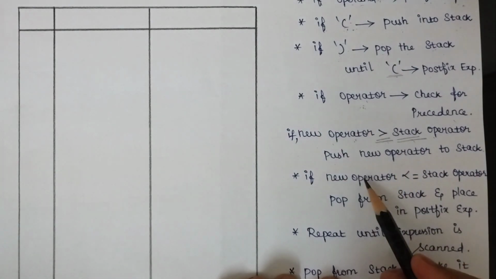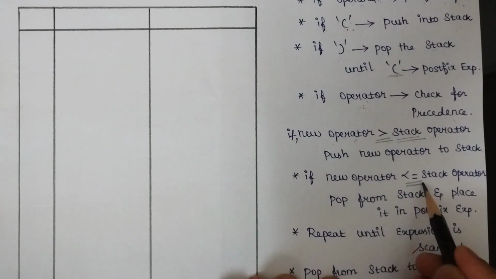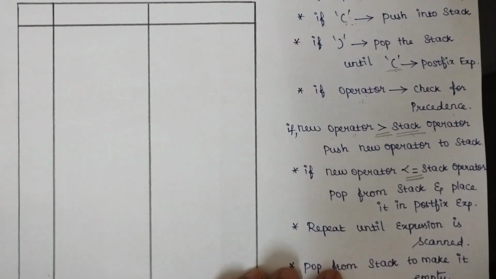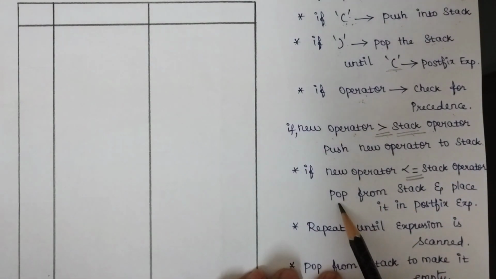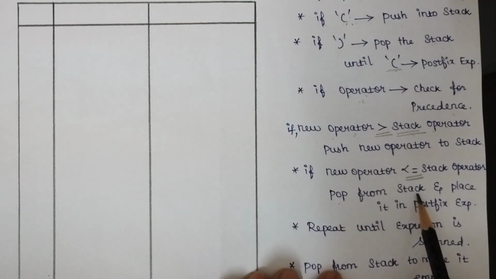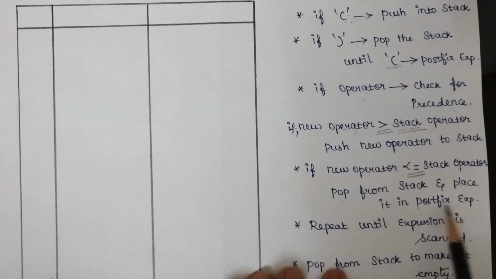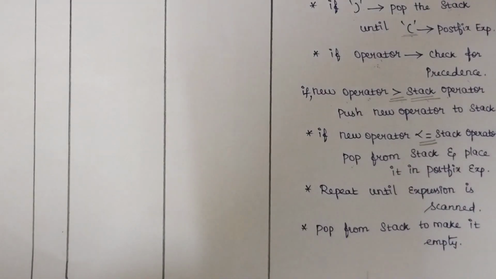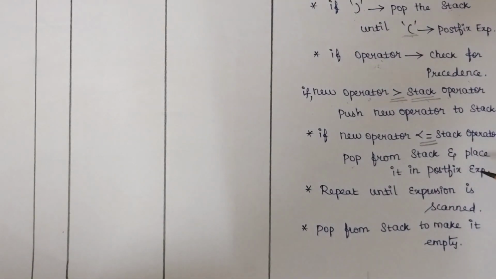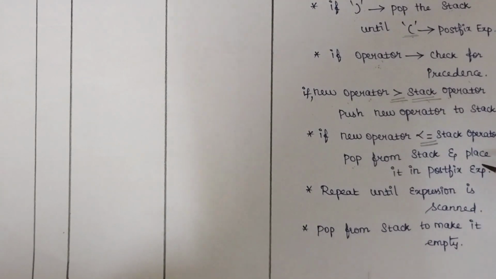What if the new operator has lower or equal precedence to the operator that is already in the stack? Then you need to pop that operator, the top of the stack, so that operator is popped out from the stack and added to the postfix expression. By following these steps, you convert an infix expression to a postfix expression.